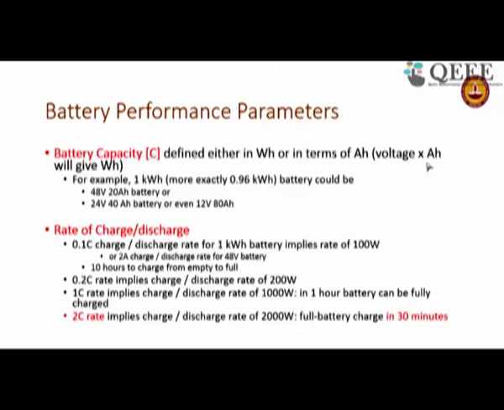Suppose I put 0.2 C. C is the capacity, and the capacity is 1 kilowatt hour. So 0.2 C means I am charging or discharging at 200 watts. 1 C means within 1 hour I am going to either empty the battery or fill the battery. 2 C means in 30 minutes I can charge the battery completely from 0 to full, or discharge it from full to 0.